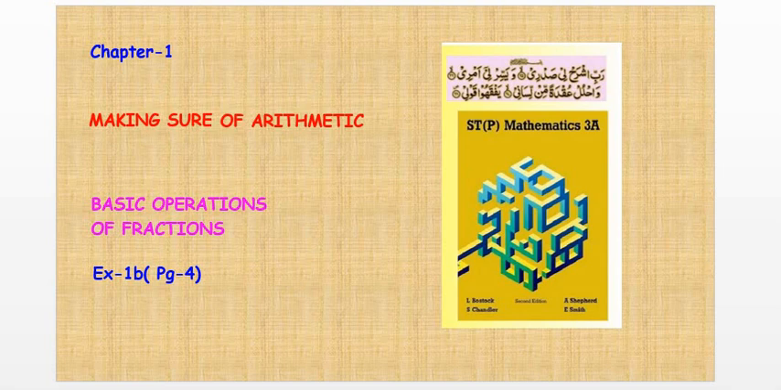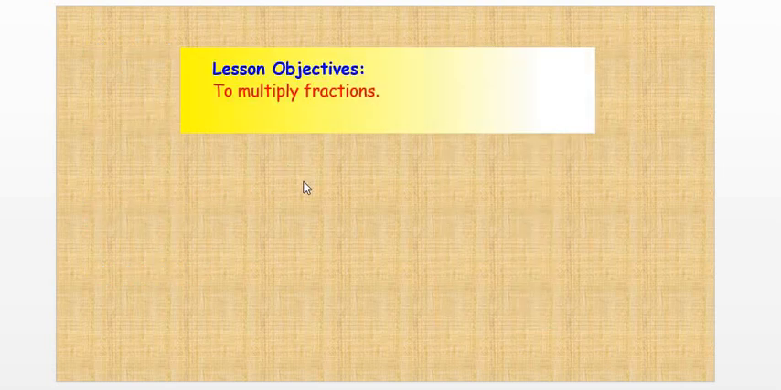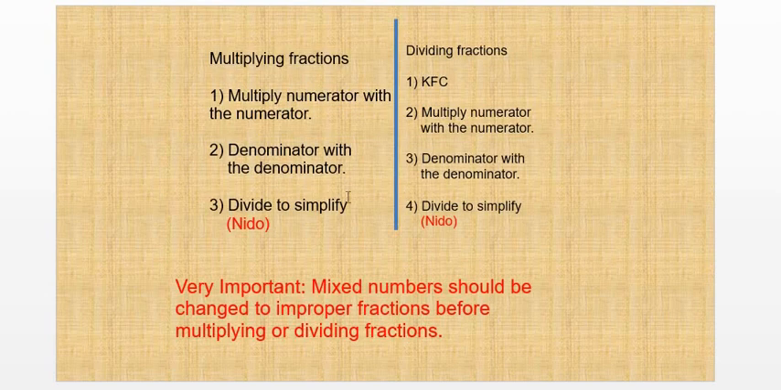Bismillahirrahmanirrahim. Exercise 1b of chapter 1. Our main objective will be how we can multiply fractions. This will be our main objective. So let's see what steps we have to follow when we want to multiply fractions.